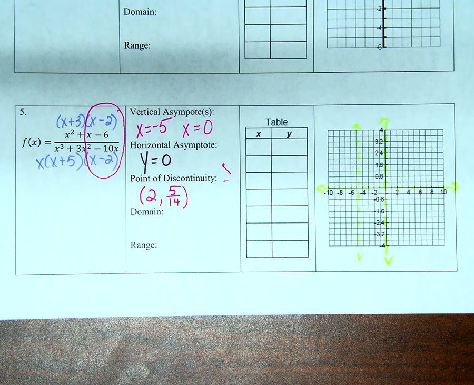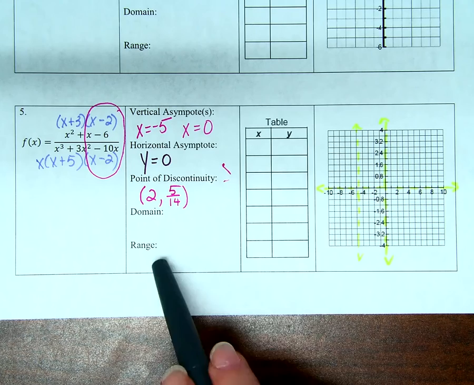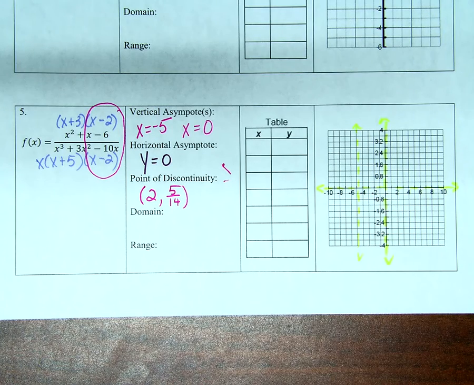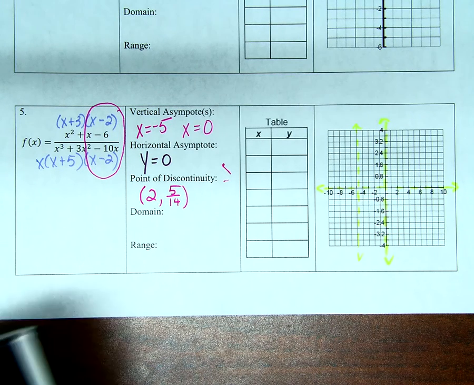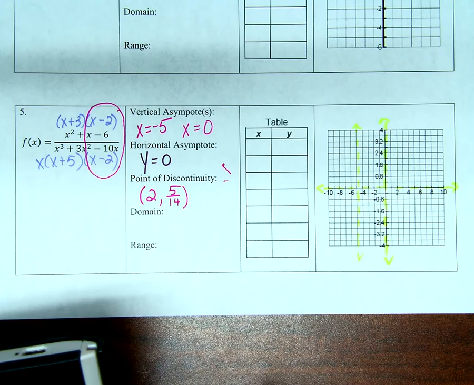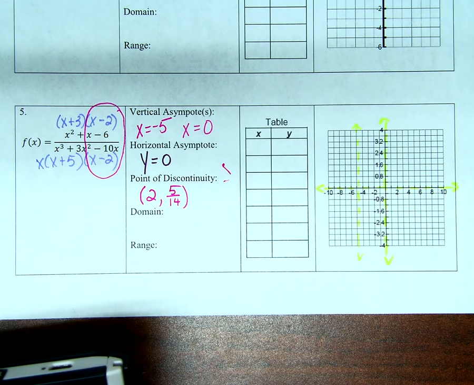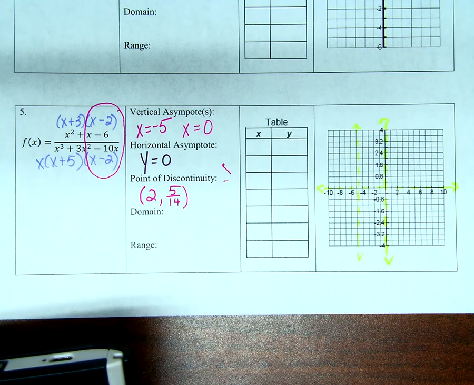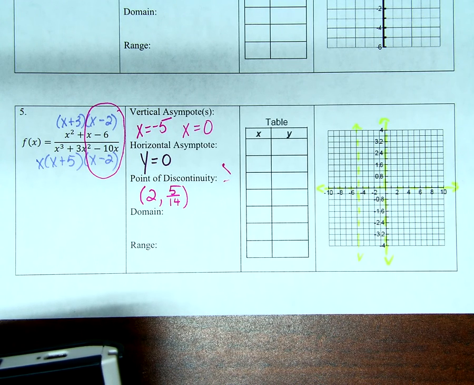Okay. We can either do the domain and range and then the table and then the graph, or we can do table and the graph and then domain and range. Okay. A lot of you guys are visual people like I am. That's okay. All right. Calculator. Put in the equation x squared plus x minus 6 over x cubed plus 3x squared minus 10x.